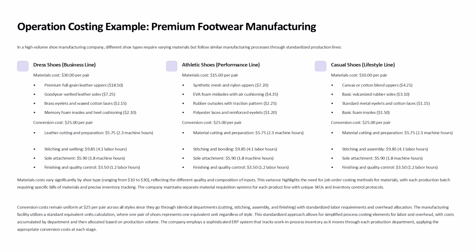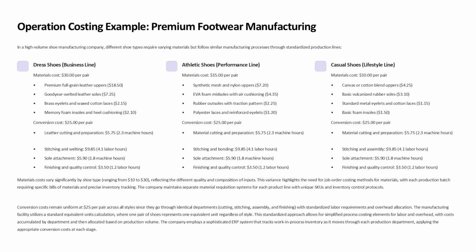Picture Nike using this approach for different shoe models, tracking specific materials by style while applying standardized conversion costs across all production. The materials requisition forms identify specific batches, the job order approach, while labor and overhead apply based on department activities, the process approach. This hybrid system gives manufacturers the best of both worlds: precise material costing without the complexity of tracking every conversion activity by product variant.